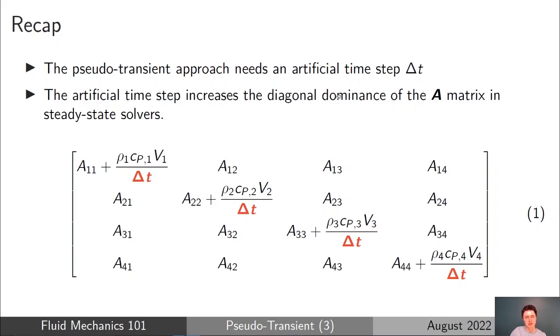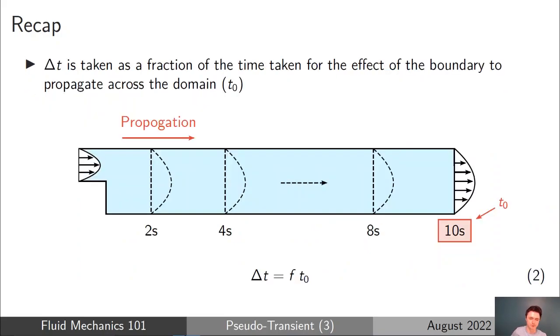And the size of the artificial or pseudo time step delta t controls the increase in the diagonal terms of the A matrix. And the smaller we make the pseudo time step, the more iterations it's going to take for our steady state calculation to converge, but the larger the diagonal term in the A matrix is going to be, and that will increase the stability of the solution algorithm.